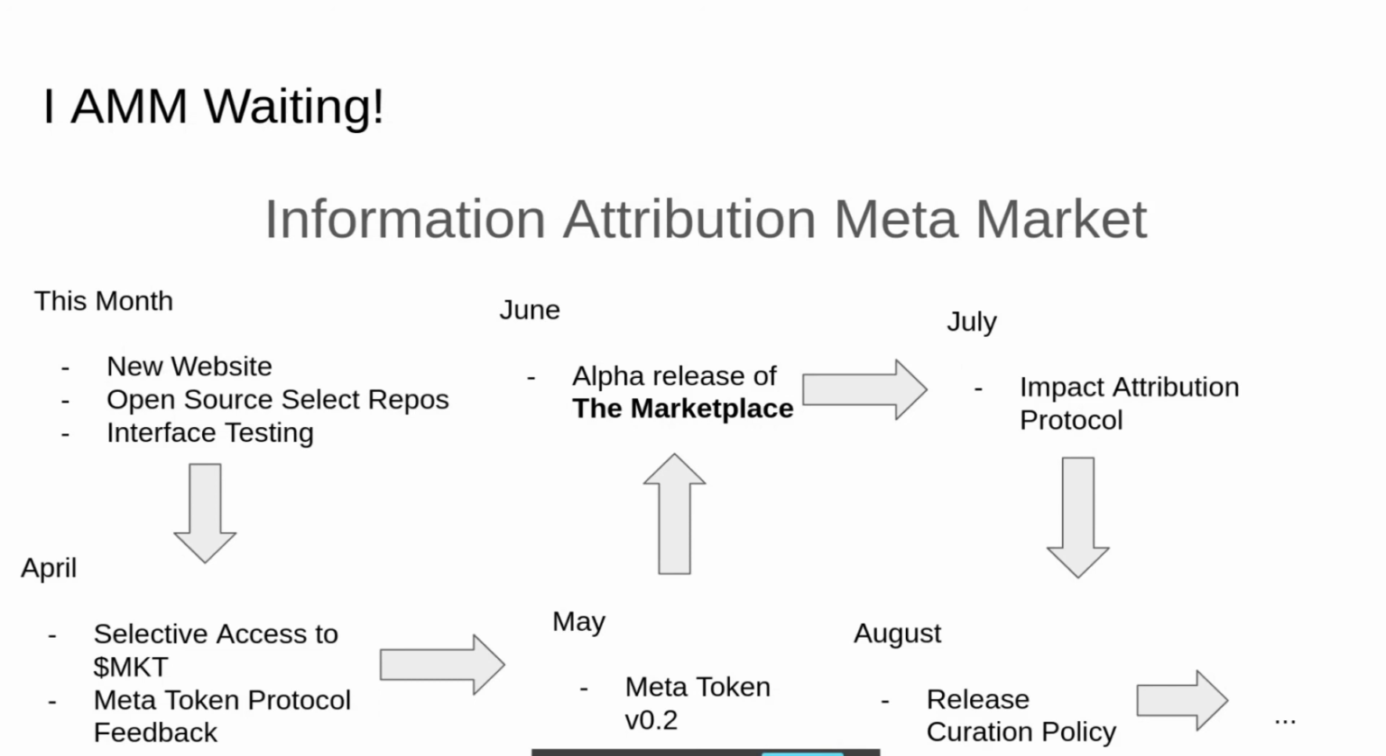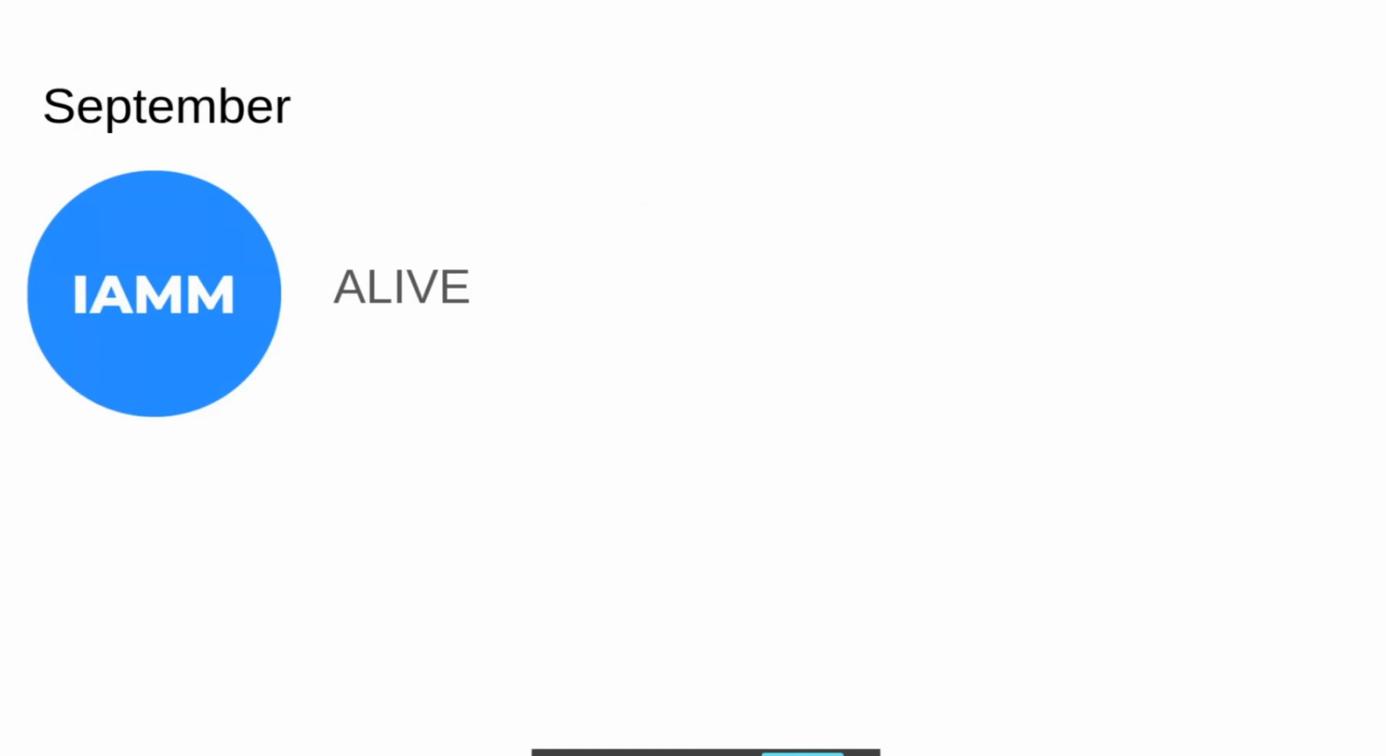In May, the Metatoken protocol is solidified. In July, we integrate the impact attribution protocol into the marketplace. We release the hierarchical curation in August, and then in September we're live.